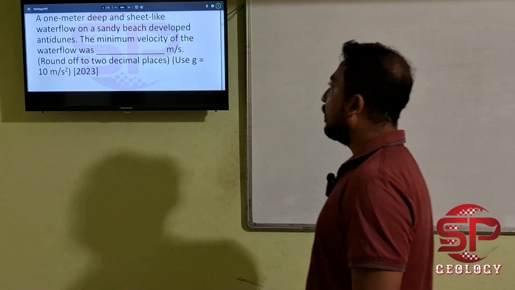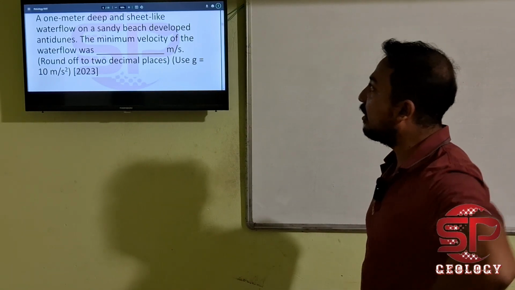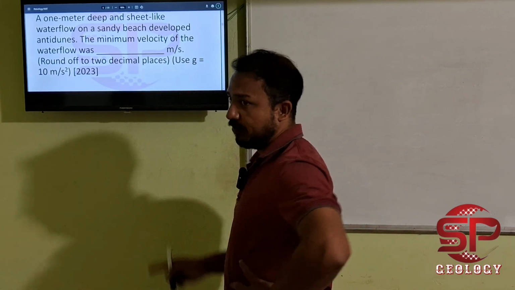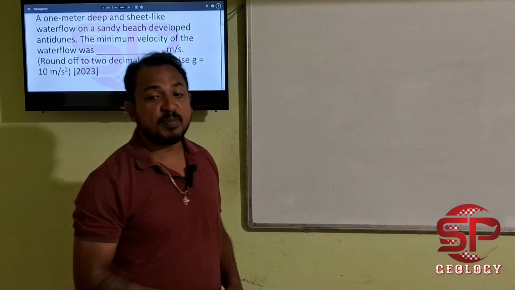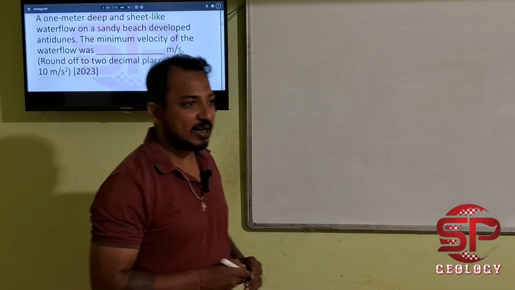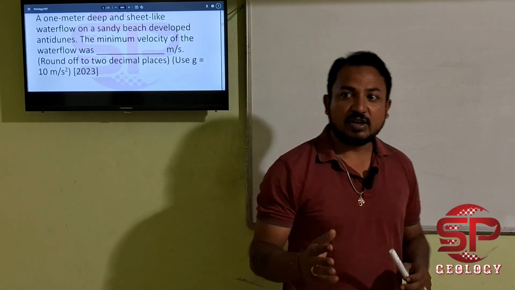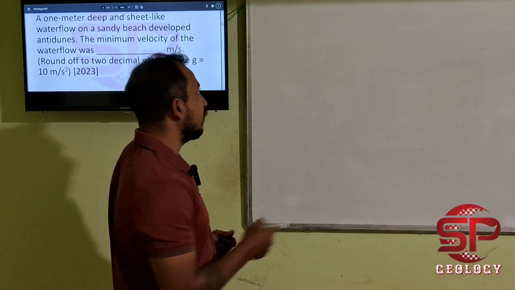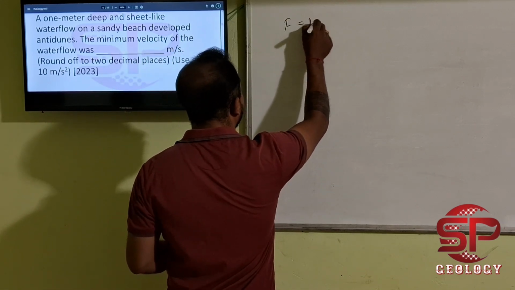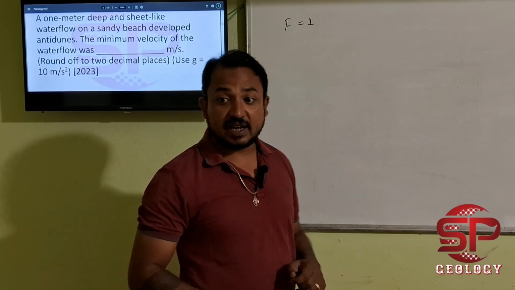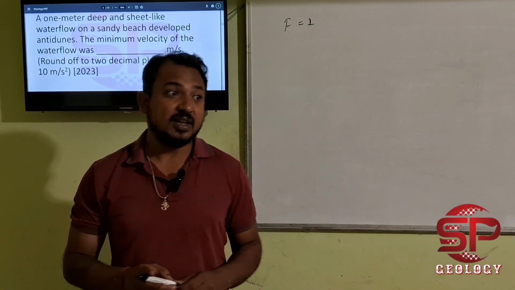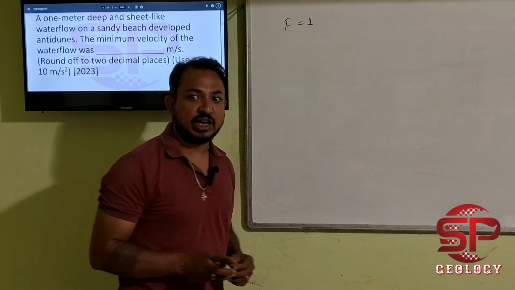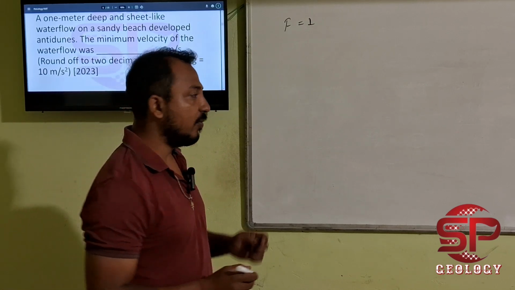So 1 meter deep and sheet-like water flow on a sandy beach develops antidune. So it is saying 1 meter deep sheet-like flow, so it is upper plane bed. Because if velocity on the upper plane bed increases, it will convert to antidune. So here Froude number is 1, because upper plane bed is produced during critical flow. So during critical flow, F is equal to 1.